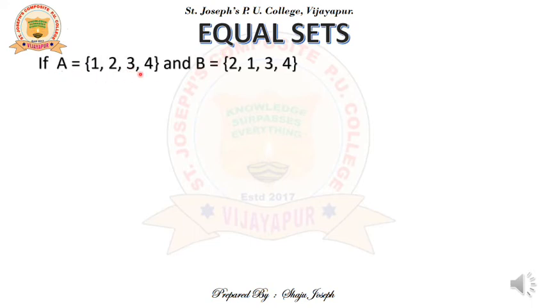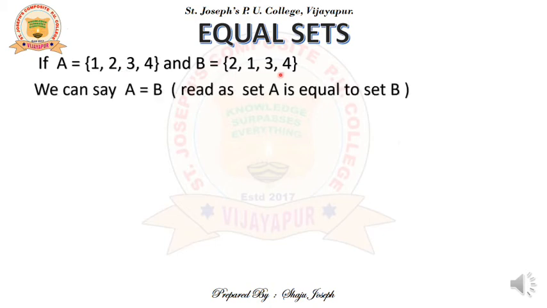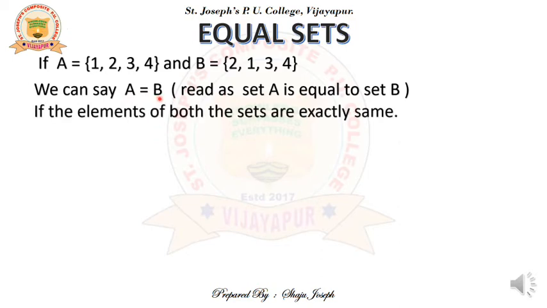If A is equal to {1, 2, 3, 4} and B is equal to {2, 1, 3, 4}, in that case we can say A and B are equal. We can read it as set A is equal to set B, if the elements of both the sets are exactly the same. At first look, they look different. See, A is 1, 2, 3, 4 and B is 2, 1, 3, 4.